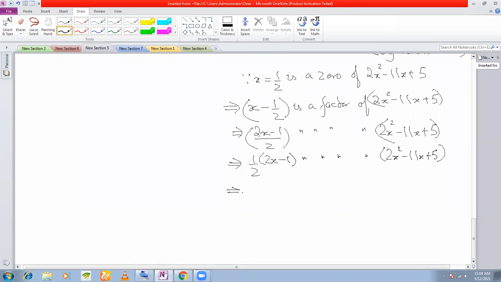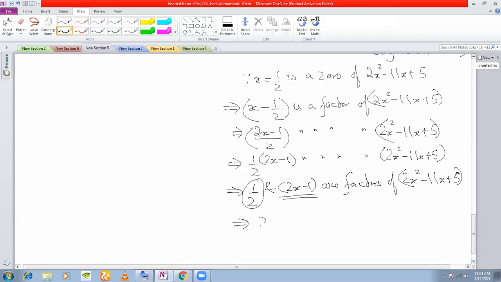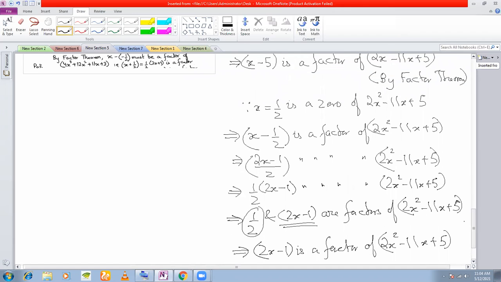Now what you see here is that half into 2x minus 1 is a factor. So therefore you can say half and 2x minus 1 are factors of 2x square minus 11x plus 5. Now, since we are dealing with polynomials only, we normally don't take half. We normally take 2x minus 1 to be a factor. So we write 2x minus 1 is a factor of 2x square minus 11x plus 5. That's it. So once we get the zero of a polynomial, you can get the factors very easily.